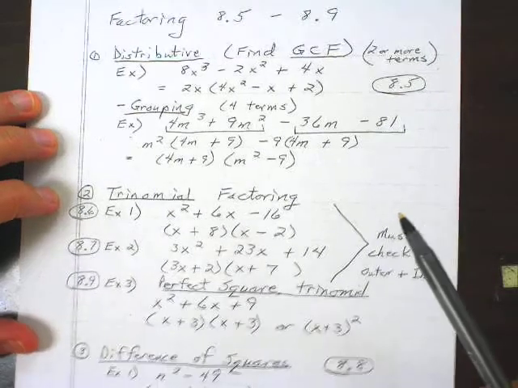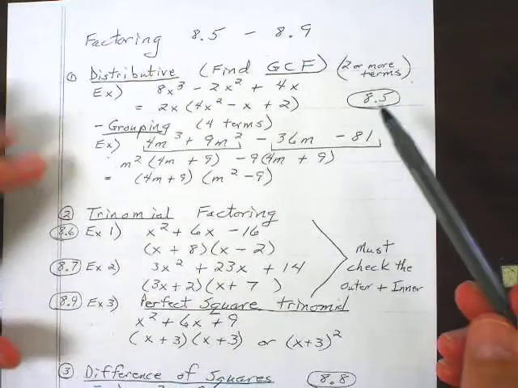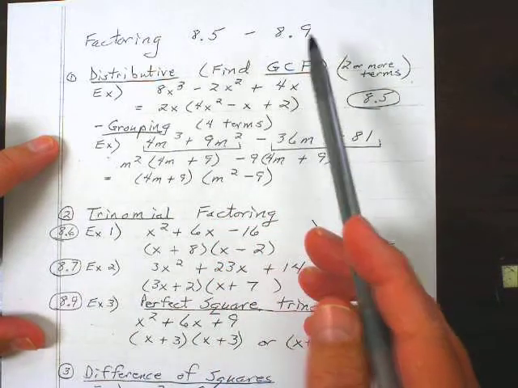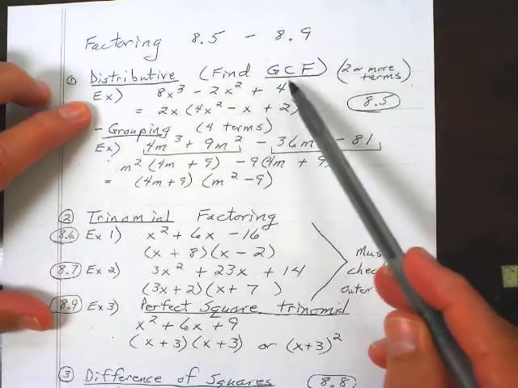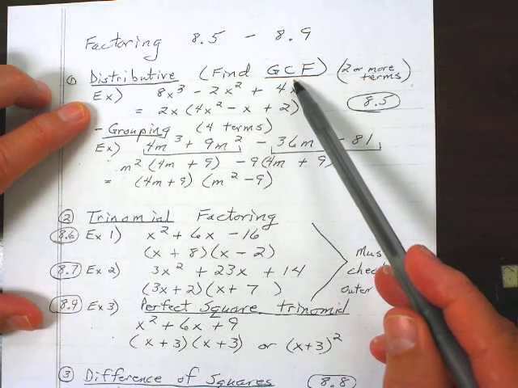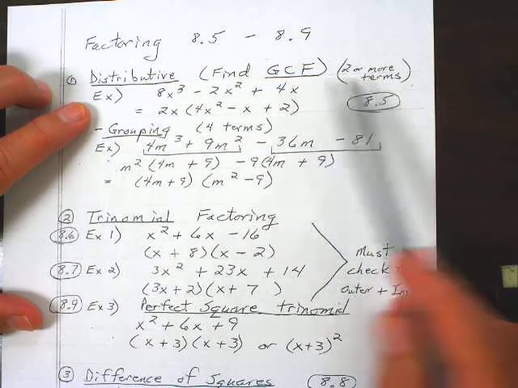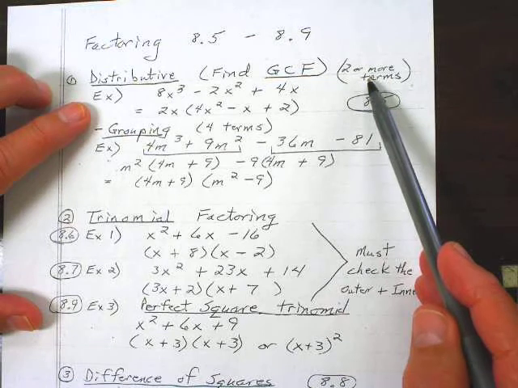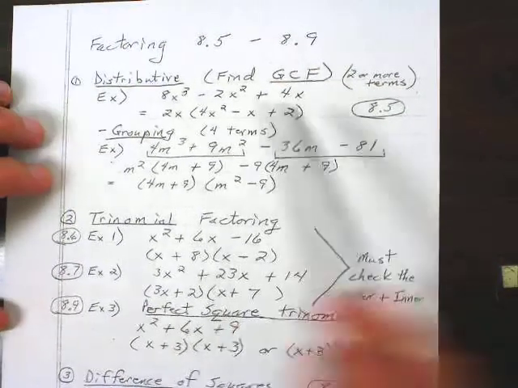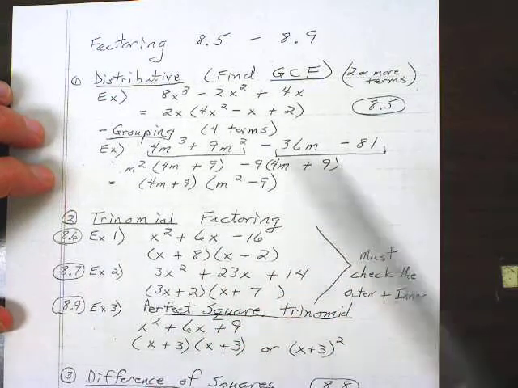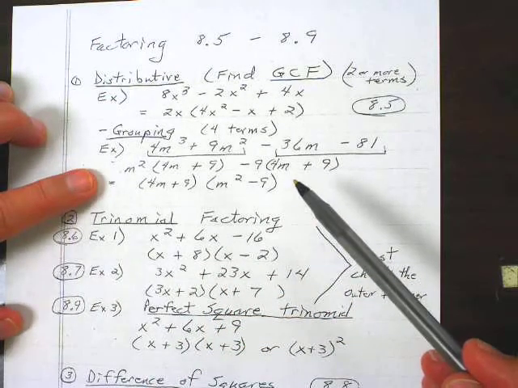So in 8.5, this is sections 8.5 through 8.9. In 8.5, we did the distributive type with the greatest common factor. If you get greatest common factor, that's always going to be 2 or more terms. Okay, and you can see an example of that. I'm not going to focus on that right now.